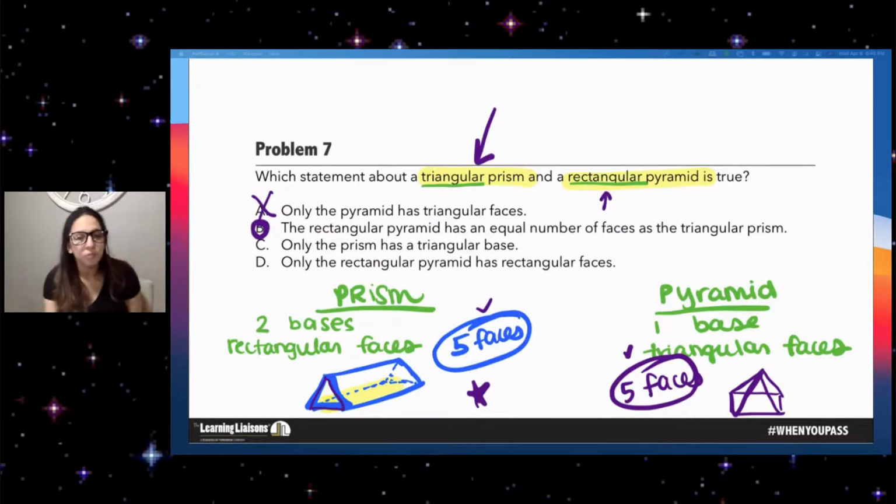Let's keep going. C, only the prism has a triangular base. Well, only the prism has a triangular base. That is true because the pyramid has a rectangle base. So only the prism is going to have a triangular base. D, only the rectangular pyramid has rectangular faces. That's not true because the prism has rectangular faces as well. So in this case, we have two answers, which means it should have said which statements.